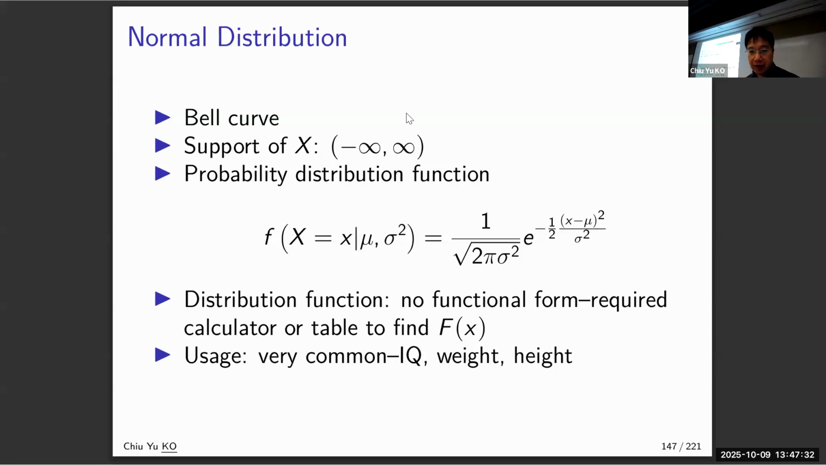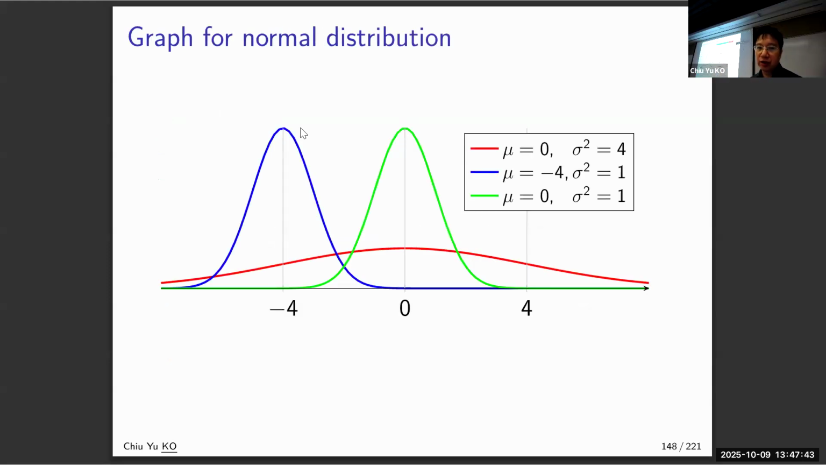So normal is the bell curve, and if you still recall, the bell curve only has two things, mu and sigma squared. Mu controls the location. The green and the blue differ just by the mu parameter. Mu tells you where the center of the bell is, and sigma tells you how spread out the bell is.